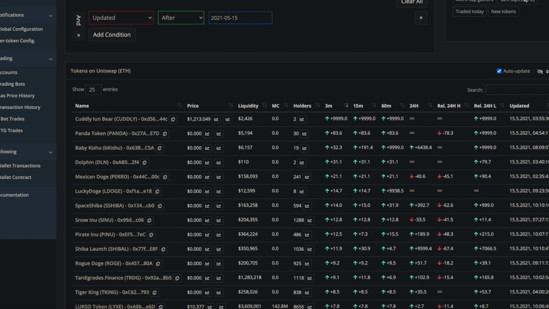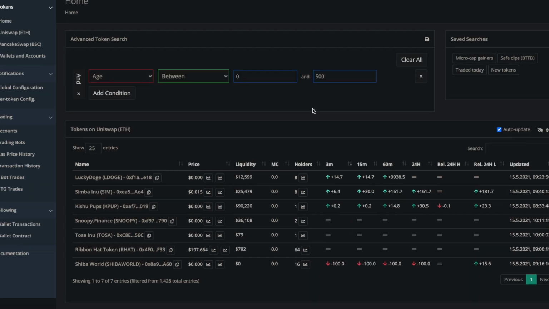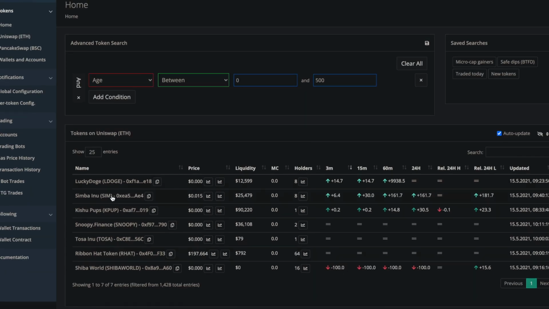So let's go on new tokens. All right, Simba Inu. The first thing I always look for is liquidity and the amount of holders. These are all new coins. The token age is really young, they were probably posted a few minutes ago. As you can see here, an Inu coin pops up. And what else? Lucky Dog. Let's look at this guy.